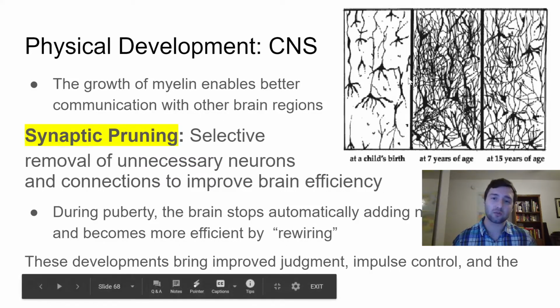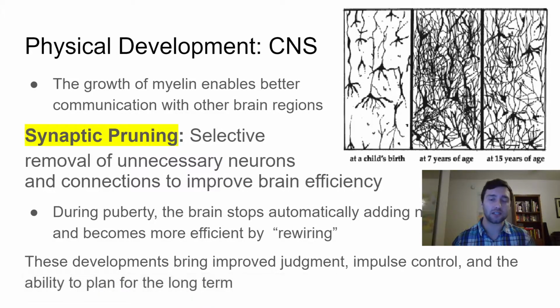So we actually see that. Right here, we've got a child at birth. Now, again, there's a lot of cells in here. These are actual neurons and connections that we're seeing. There's a lot of cells in here, but you can see there's not really a lot going on. There's not a lot of connections happening.